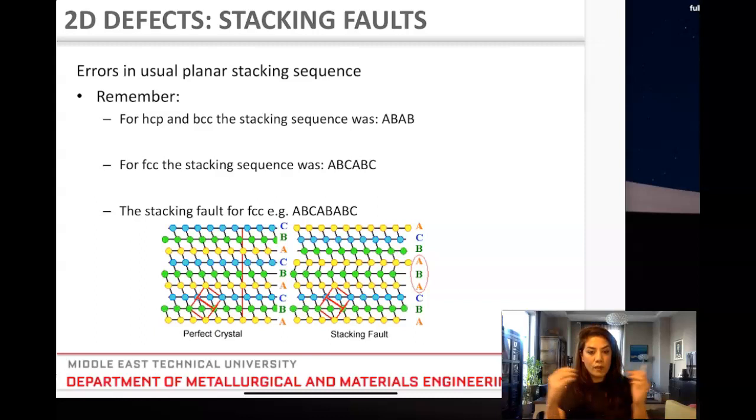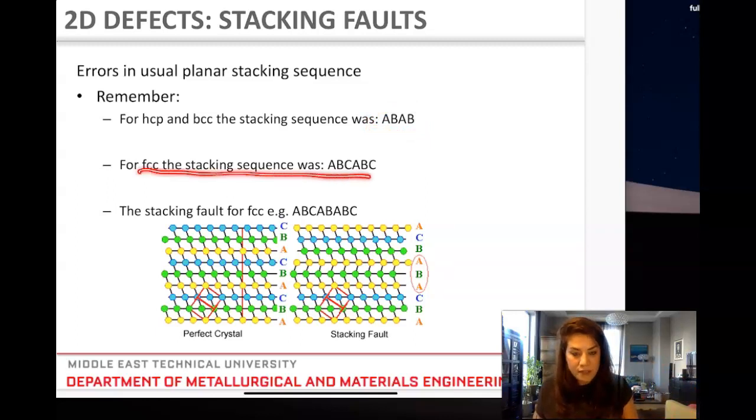So in the case of 2-dimensional defects, since it's a surface defect, a stacking fault can be counted as a 2-dimensional defect. Why? We've seen it in the crystal structures. HCP was stacking in AB order, if you remember. A planes, then B planes, A planes, then B planes. On the other hand, for FCC, the stacking was ABC, ABC.